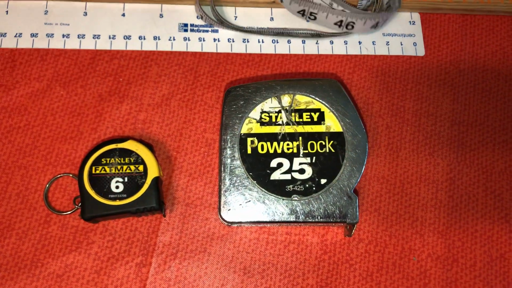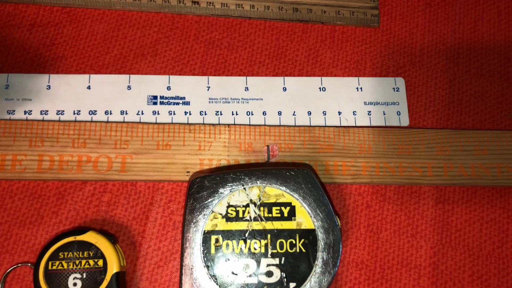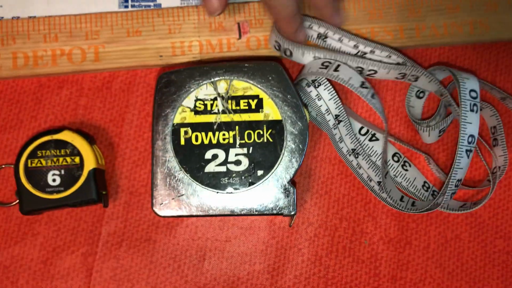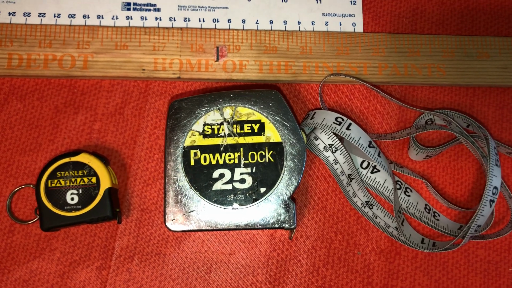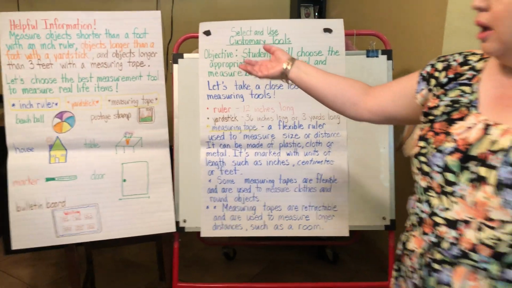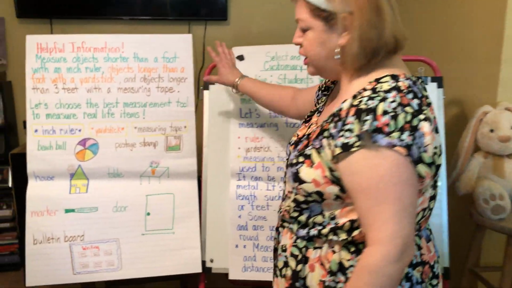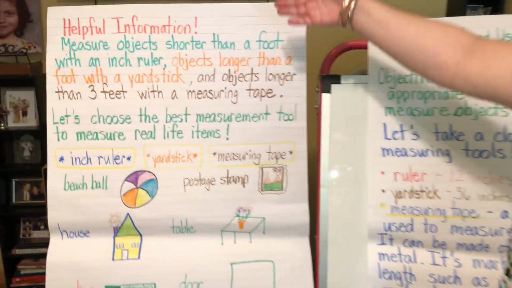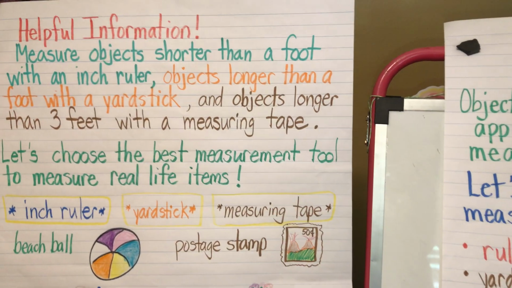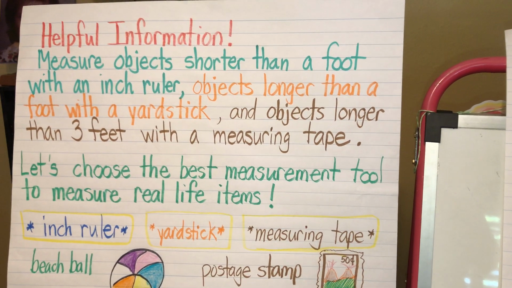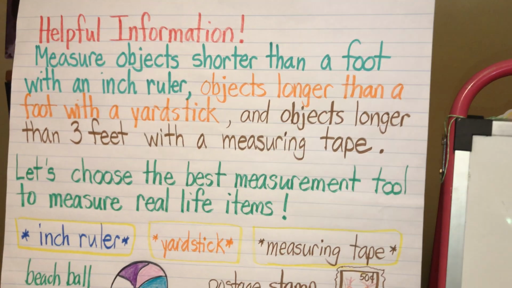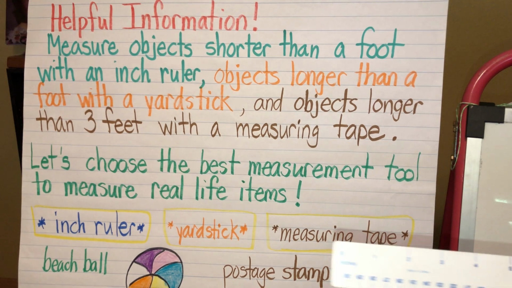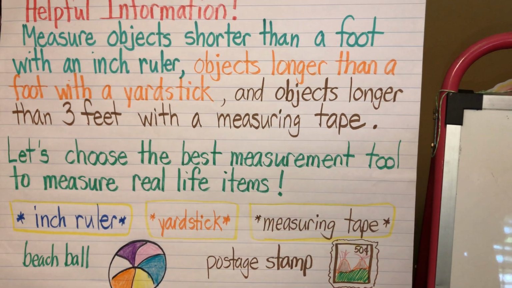So these are the tools that we're going to think about today as we decide which would be the best measuring tool to use for different objects or different items. So let's look at our handy dandy chart here that has lots of useful information. Up at the top it says helpful information. Measure objects shorter than a foot with an inch ruler. So if I have something small to measure, I'd use my inch ruler.